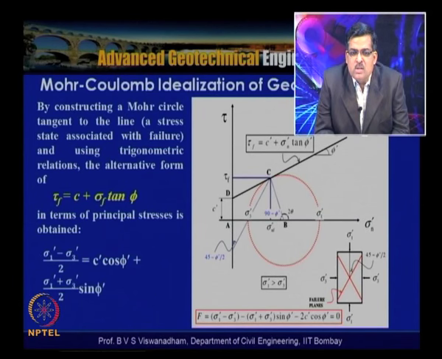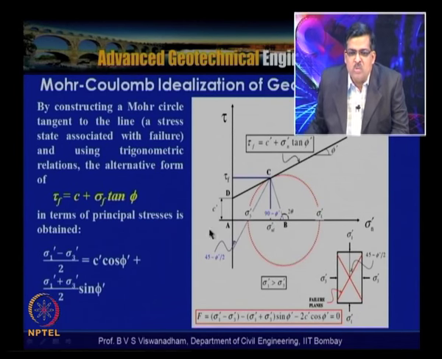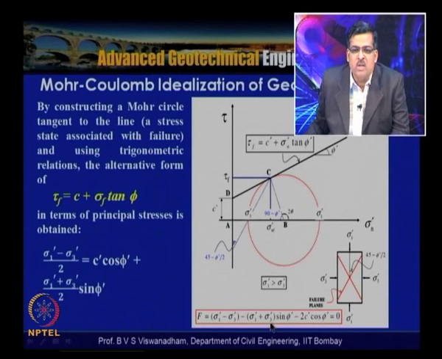When we put this on one side, we can write F is equal to sigma 1 dash minus sigma 3 dash minus sigma 1 dash plus sigma 3 dash sin phi dash minus 2 c dash cos phi dash is equal to 0. We deduced this from the geometry of the Mohr circle by satisfying the trigonometric relations.